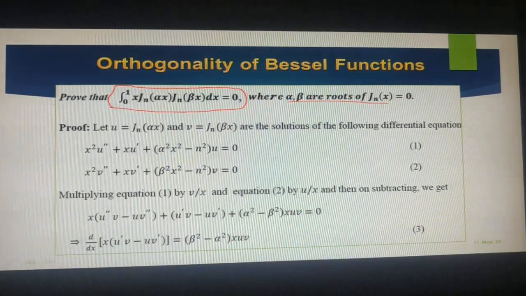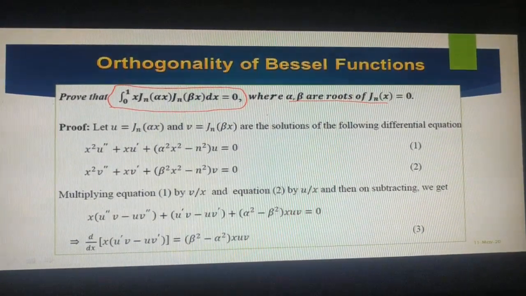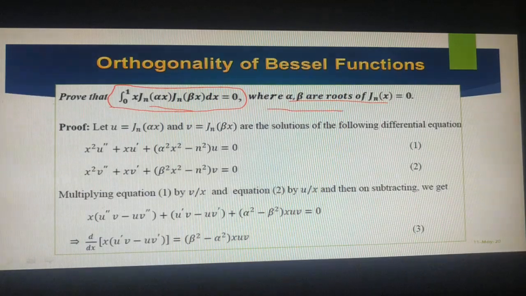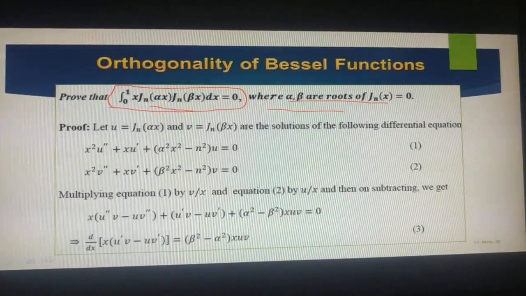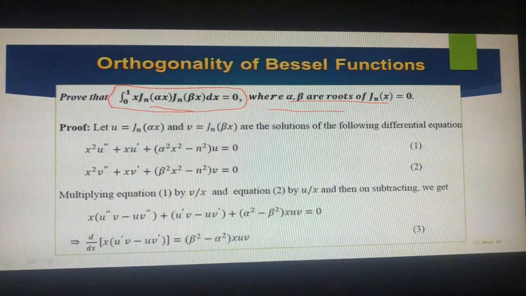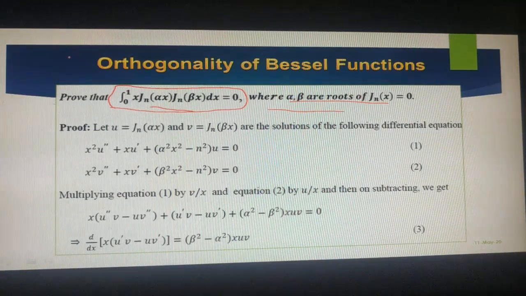This tells us that these two Bessel functions are orthogonal to each other. What is this? The integral from 0 to 1 of x Jn of alpha x times Jn of beta x dx is equal to 0. We have to prove this. Alpha and beta are the roots of Jn of x. So now it is very clear, and we are taking these two as solutions for our Bessel differential equation.